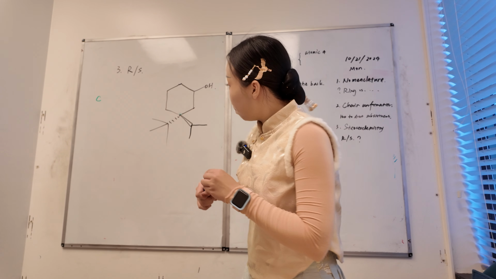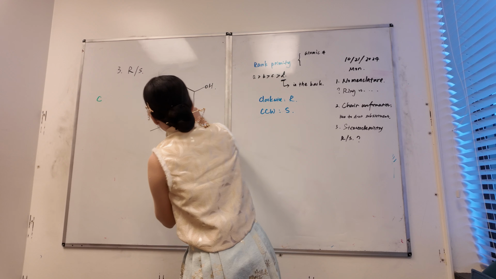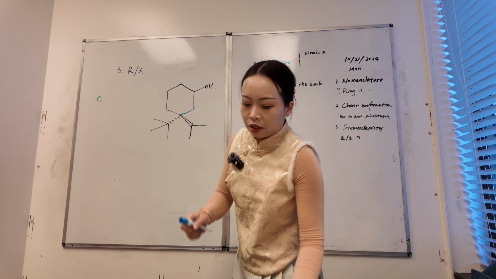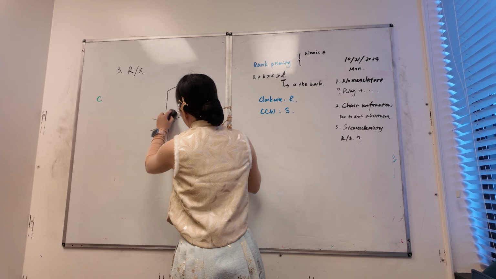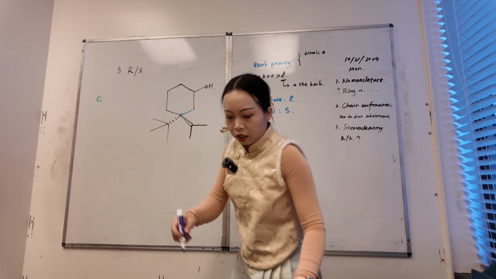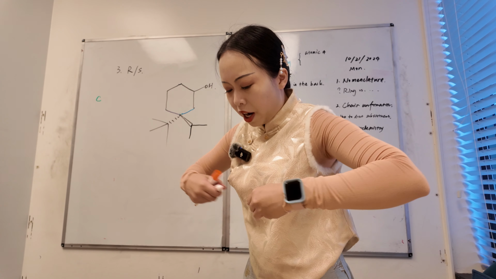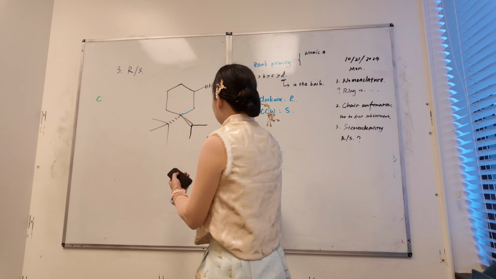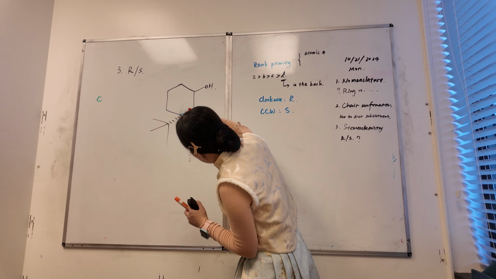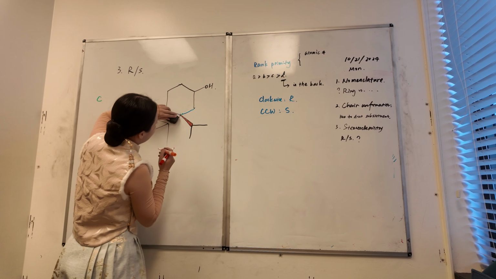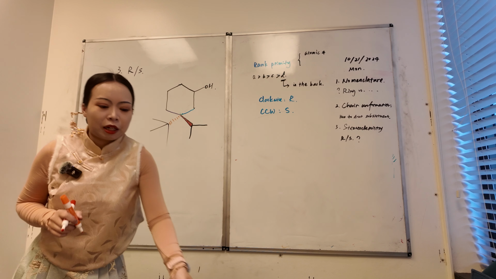Now I have blue, which will be this line. I have purple, which will be this line. And I have my red. I just filled in the red. Yay. And my orange. Okay, we're going to compare side by side.